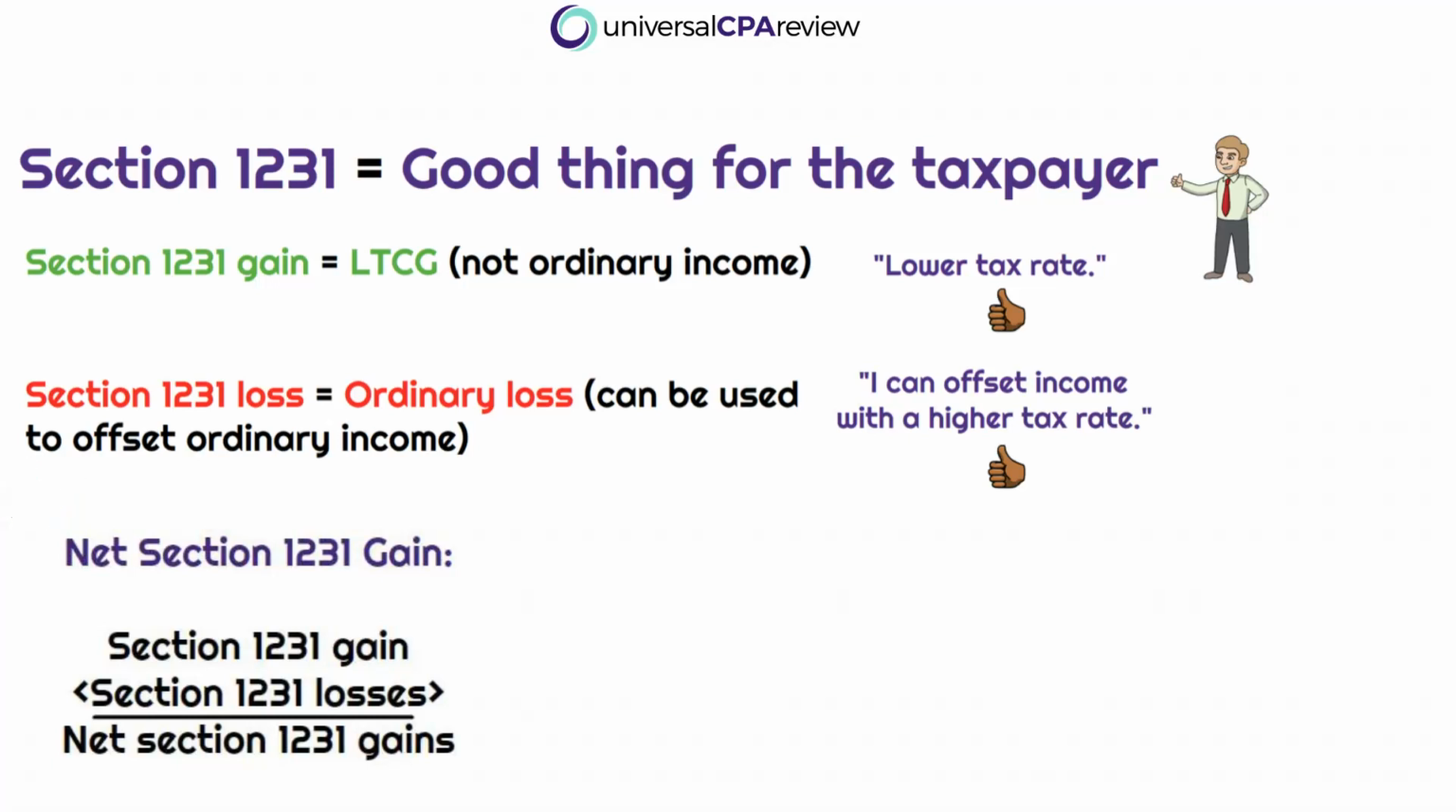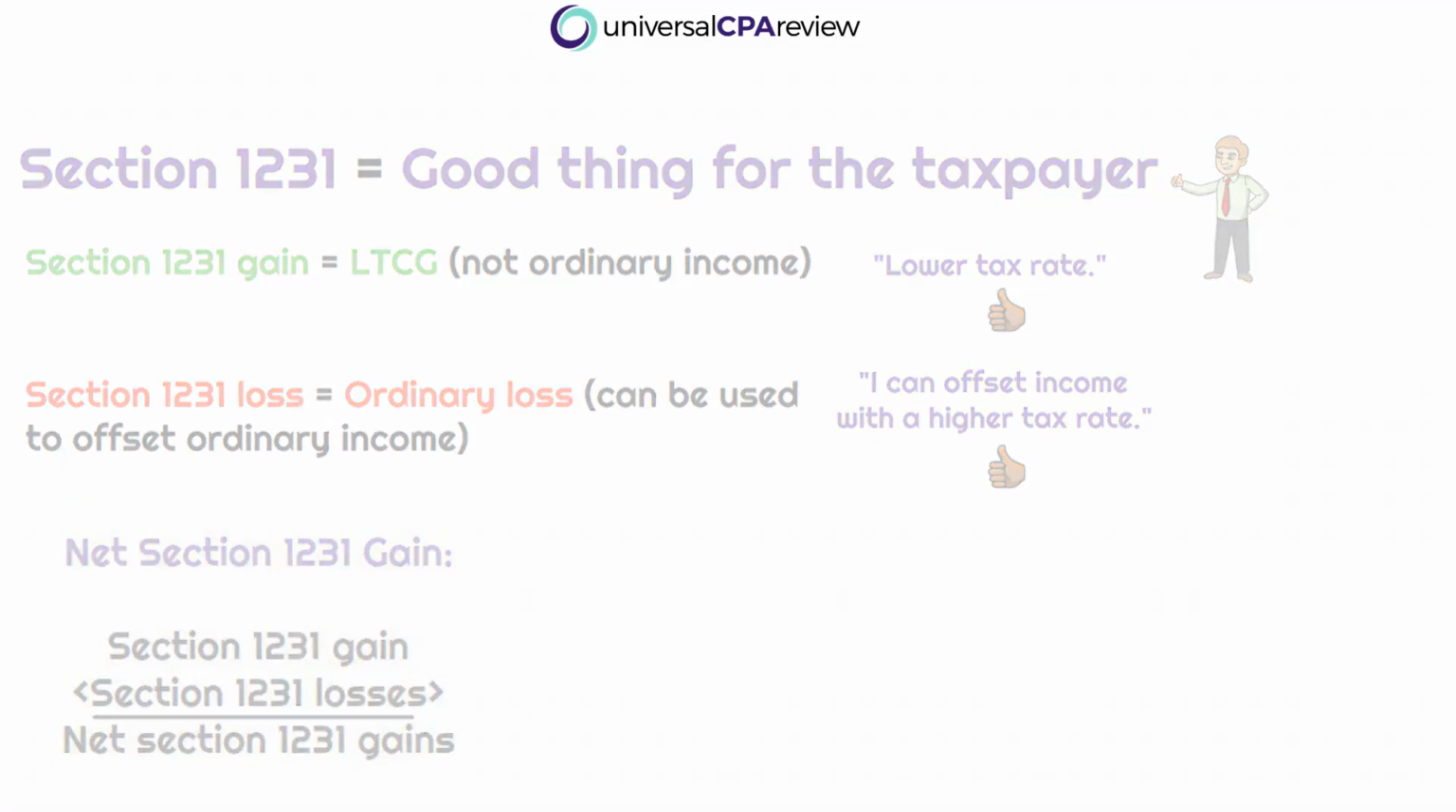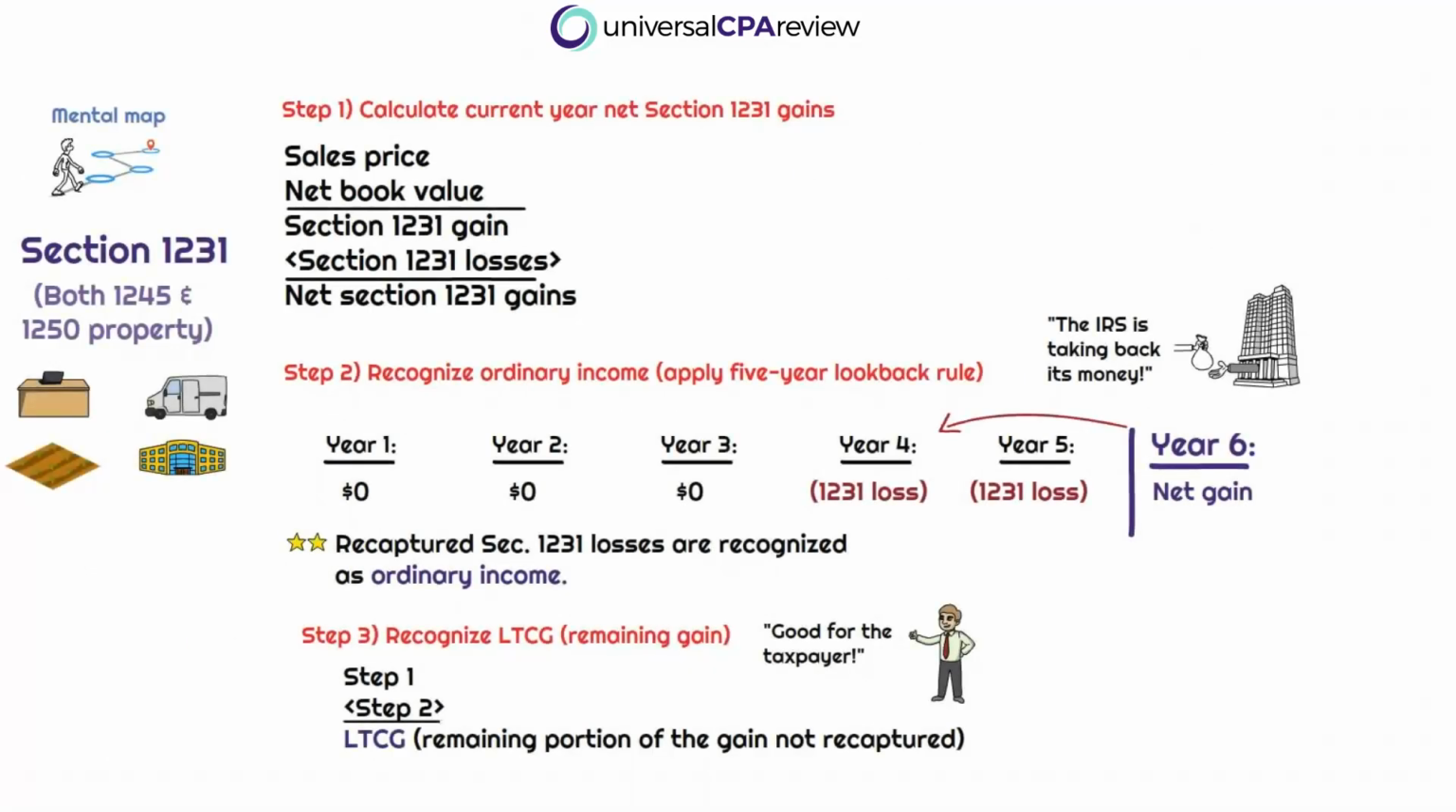Okay, so now let's get down to business and understand how we're going to calculate our net Section 1231 gains and losses. We're going to pull out our Section 1231 mental map, and we're going to use this mental map as a guide for our calculation type questions that we quite possibly will see in either a multiple choice question or a task-based simulation. Very simply put, we need to be able to calculate Section 1231 gains and Section 1231 losses, and we need to know how they're going to get treated.